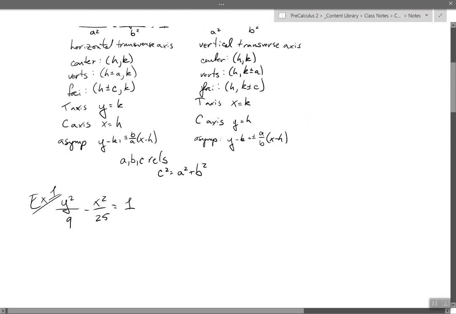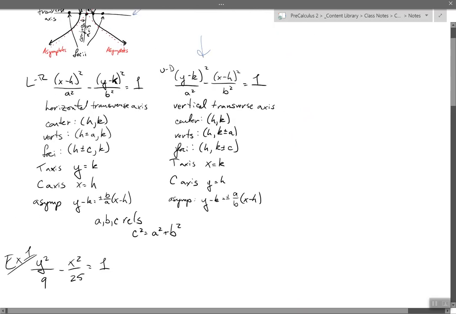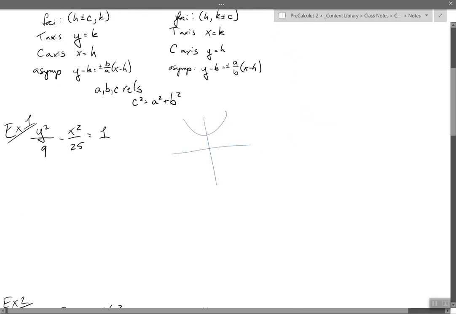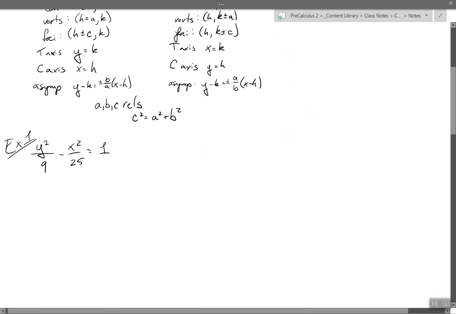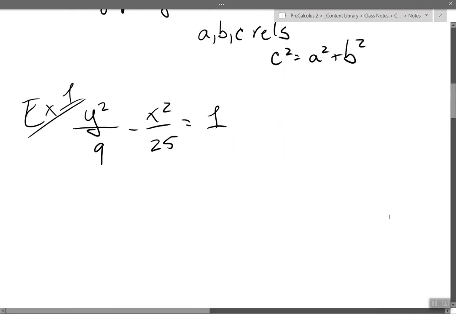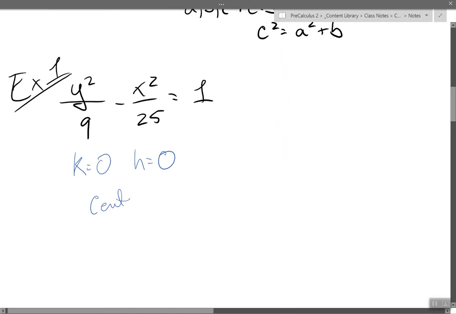Here we have y squared minus x squared. So that is going to be this up and down version of the hyperbola. So whatever it looks like, wherever it's located, it's going to be something like this. Okay, so we have y squared. There's no parentheses around it. There's no other quantity added or subtracted in with it. Same thing for the x. So what that means is that k, since there's nothing there, is 0, as well as h. H is 0. So this thing has a center of 0, 0.